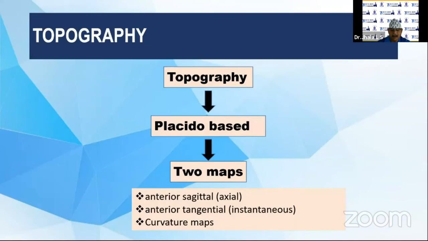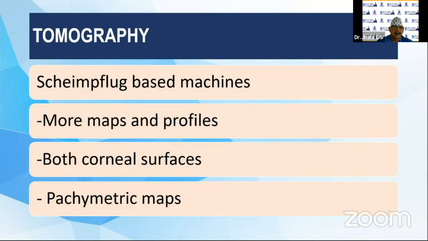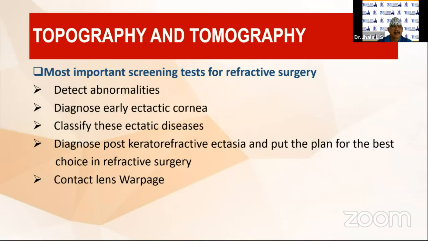Corneal imaging, I will not go into detail because Dr. Pankaj Sharma discussed it in detail in the previous session, but mainly there are topography and tomography. Tomography is much better because it gives more maps and profiles, gives an idea of both corneal surfaces, and gives the pachymetric maps. It is the most important tool in screening for refractive surgery because it can detect minor abnormalities, can diagnose forme fruste keratoconus and early ectasias, can classify these ectasias, and can diagnose post-keratorefractive ectasias and help plan the choice of surgery. Also, very importantly, it can diagnose contact lens warpage.